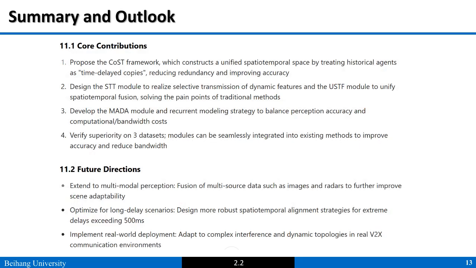Core contributions. We propose the CoST framework, which constructs a unified spatiotemporal space by treating historical agents as time-delayed copies, reducing redundancy and improving accuracy. We designed the STT module to realize selective transmission of dynamic features, and the USTF module to unify spatiotemporal fusion, solving the pain points of traditional methods. We developed the MODA module and recurrent modeling strategy to balance perception accuracy and computational and bandwidth costs. We verify the superiority of our framework on 3 datasets, demonstrating improved accuracy and reduced bandwidth usage.